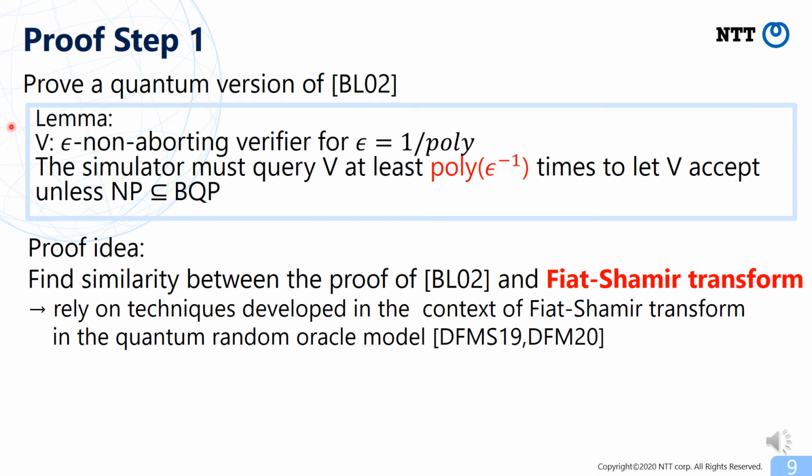So our proof can be divided into two steps. In the first step, we prove a quantum version of Barak-Lindell lemma. That is, we consider the epsilon non-aborting verifier, and then we show that the simulator must query V at least poly of epsilon inverse times to let V accept, unless NP is contained in BQP. And I will not explain the details of how to prove this lemma, but we rely on the observation that the proof of the original Barak-Lindell lemma in the classical setting is related to Fiat-Shamir transform, and so we can rely on techniques developed in the context of Fiat-Shamir transform in the quantum random oracle model to prove the quantum version of Barak-Lindell lemma.